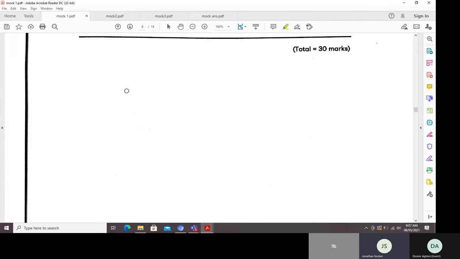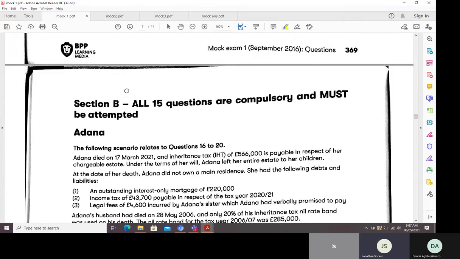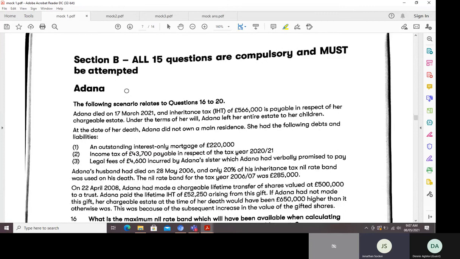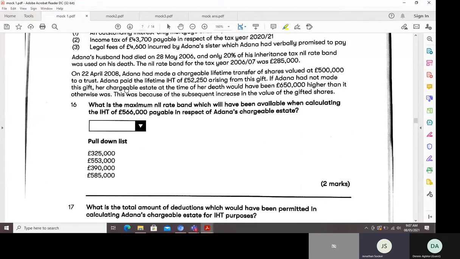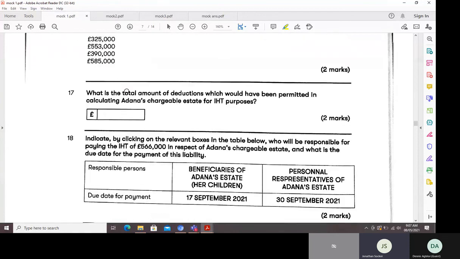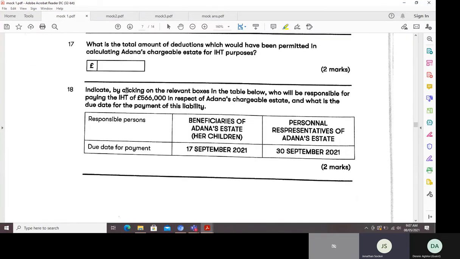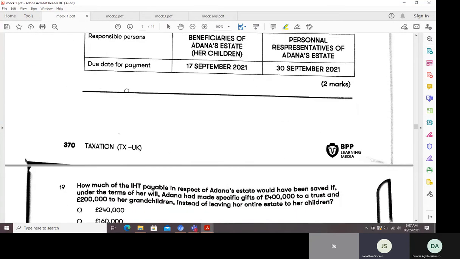So let's see the B part of this. Let's see if it has gone to the VAT. Let's see the VAT for this one.